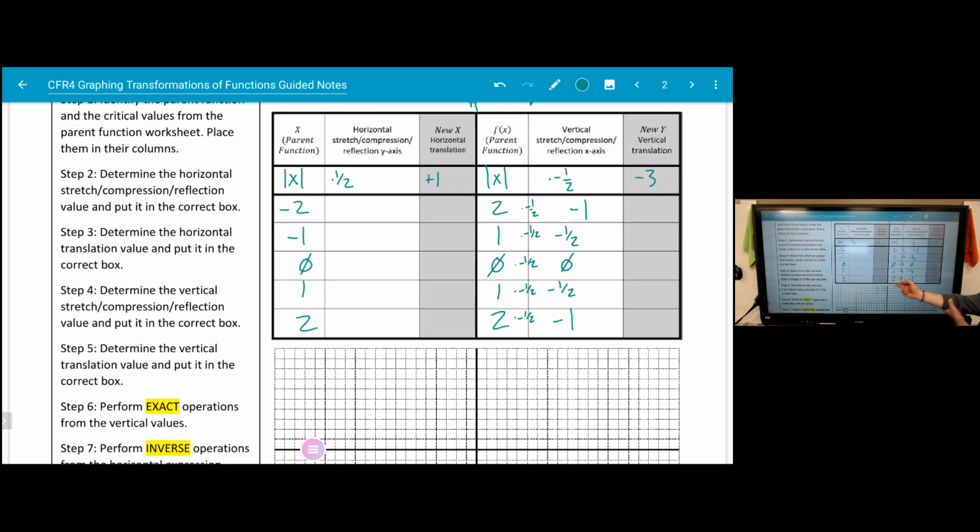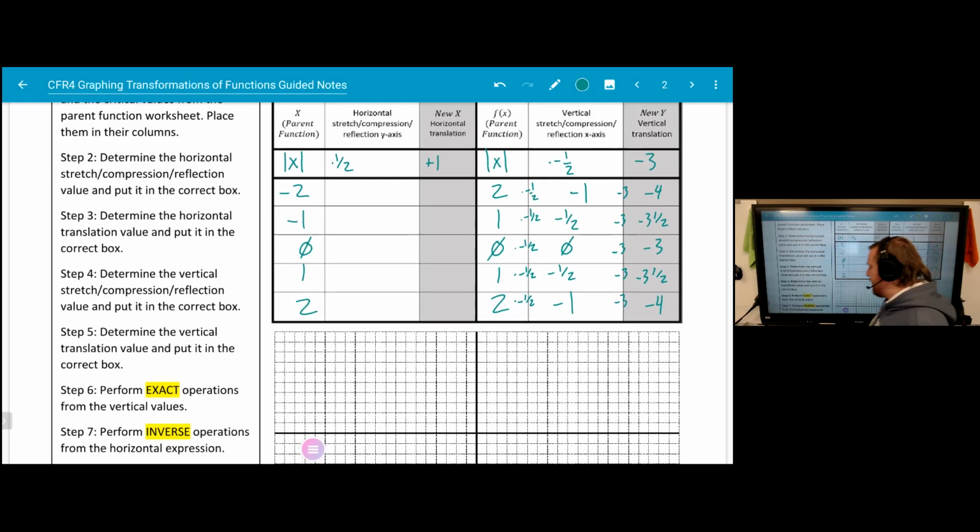And now we said we're going to subtract 3 because we're doing the exact operations. Negative 1 minus 3 is negative 4. Negative half minus 3 is negative 3.5. 0 minus 3 is negative 3. Negative half minus 3 is negative 3.5. And negative 1 minus 3 is negative 4. So now we've taken care of our new y values, but now we've got to figure out the x component.